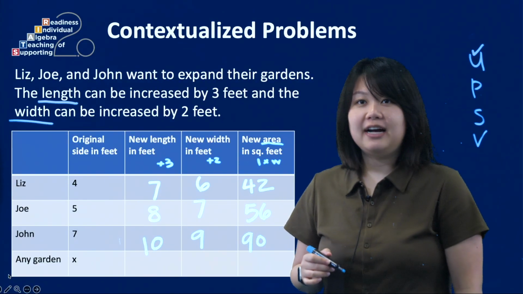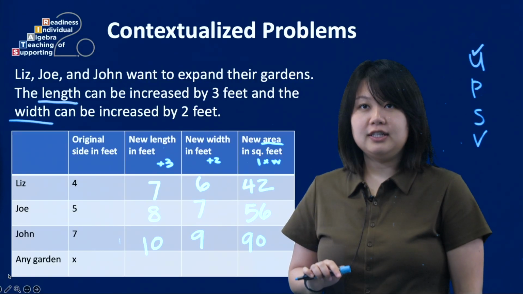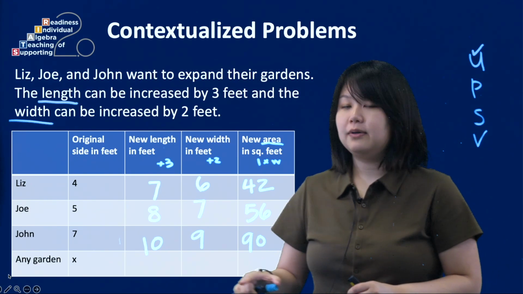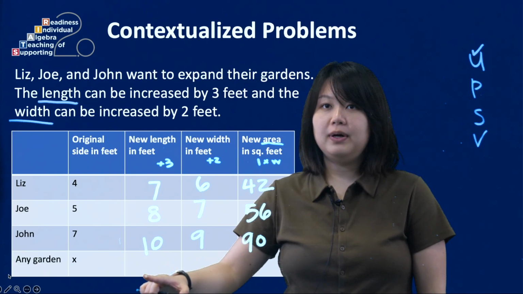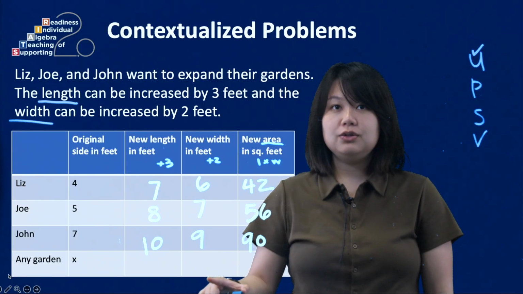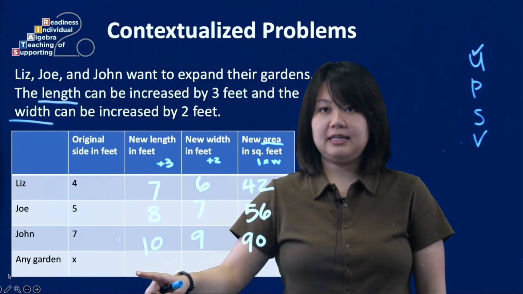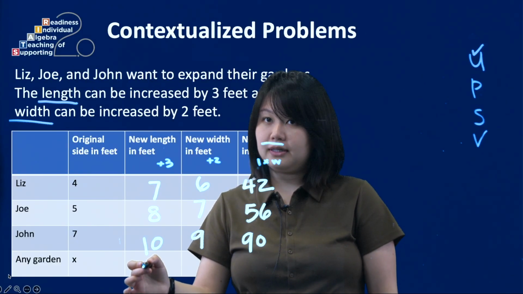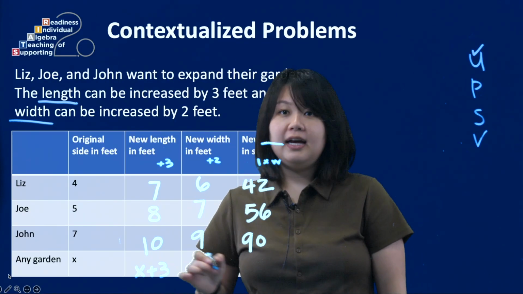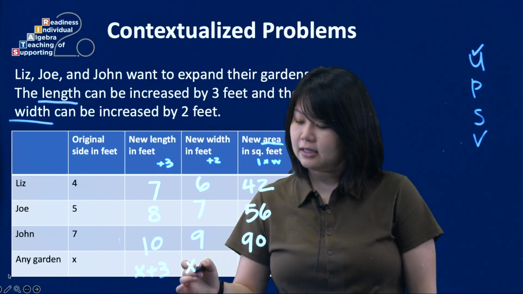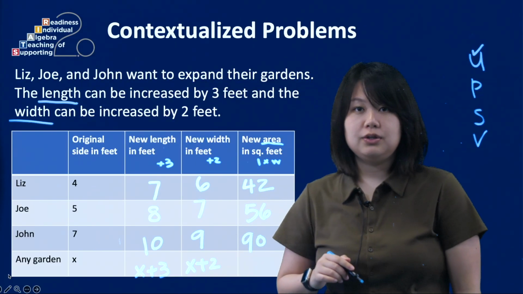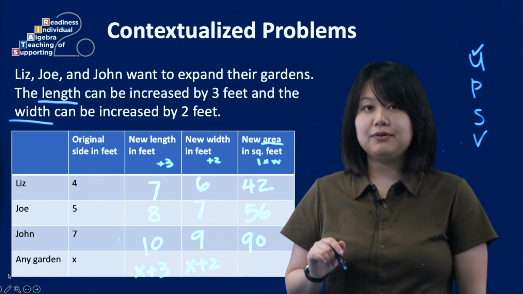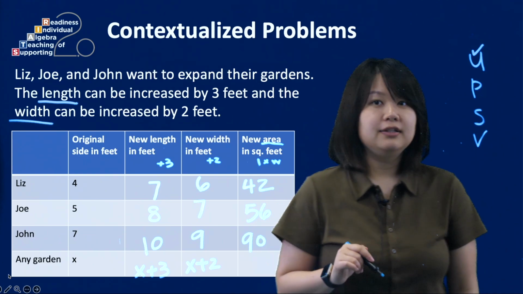All right, so we have figured out all of the new areas of the gardens of each person. And now we have an X, an unknown. So I think here's where the second part comes in. We're trying to figure out the new length, new width, and then the new area. This part is easy because any length adding 3 is that length plus 3, so we can represent that as x plus 3, and then any width plus 2 is x plus 2. And here is the last part.